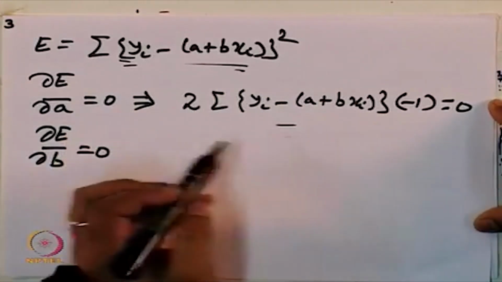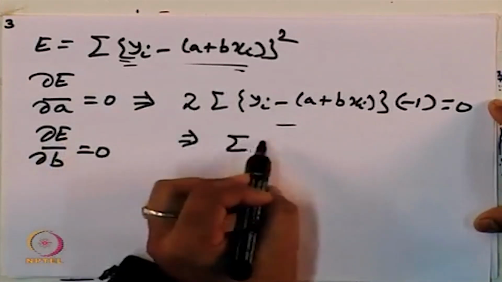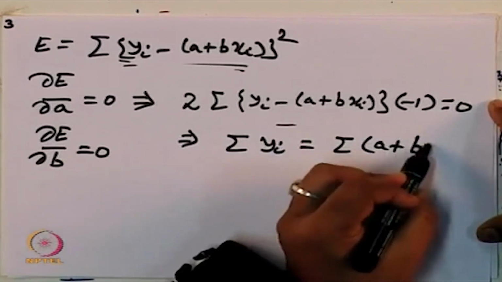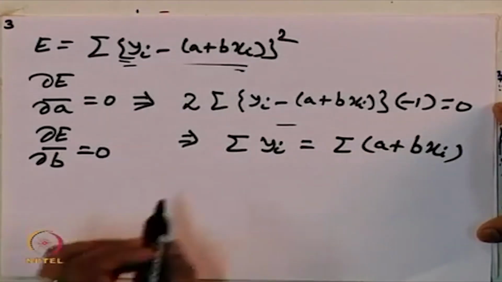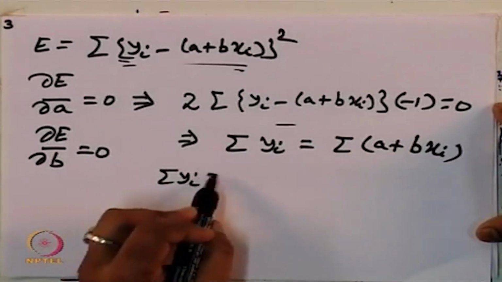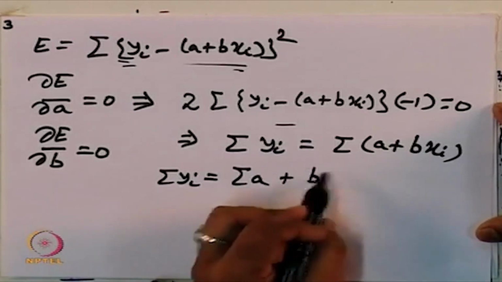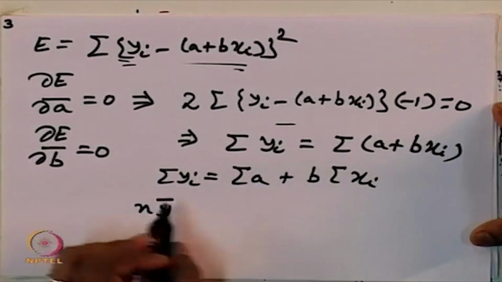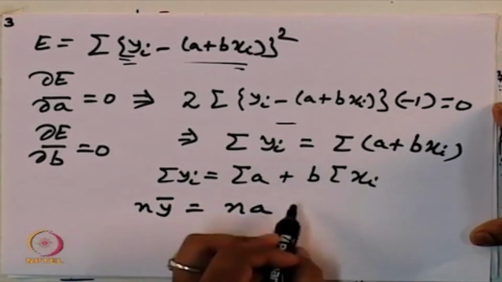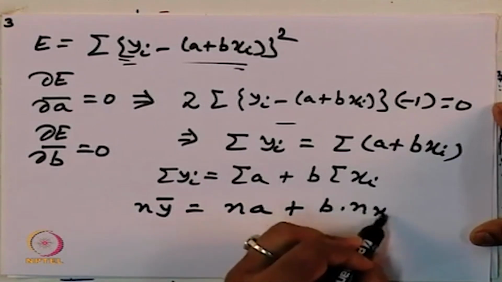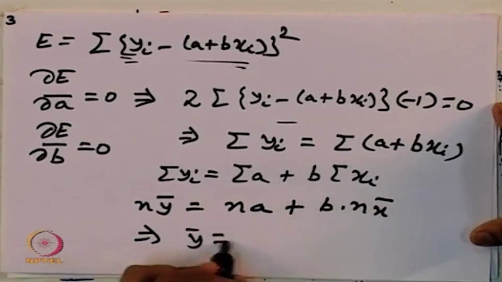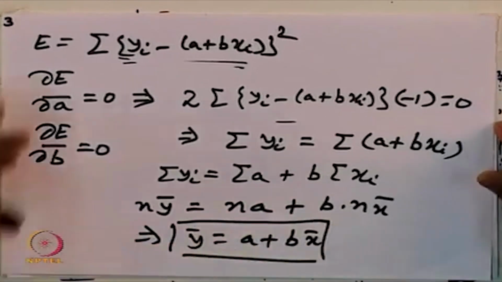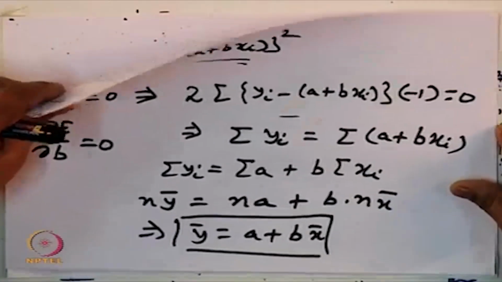So, I get a value of -1. This equation basically gives you the expression summation yi is equal to summation of a plus b xi. So, I can write summation yi is equal to summation a plus b summation xi. Summation yi is n times y bar, summation a is n times a, and summation xi is n times x bar. So, this gives me the equation y bar is equal to a plus b x bar.